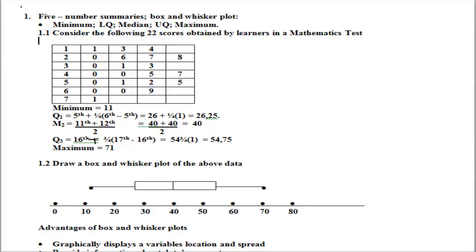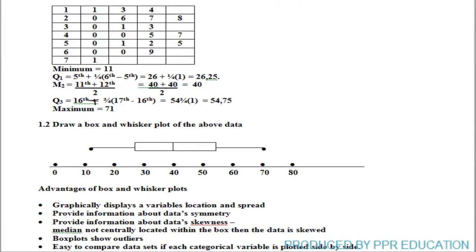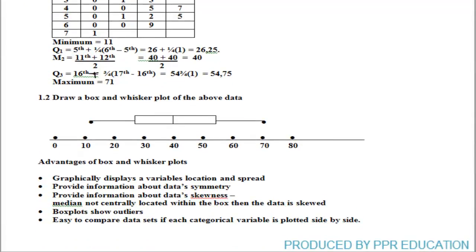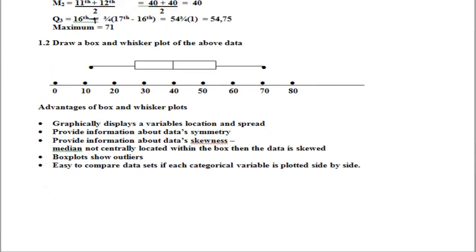Draw a box and whisker plot of the above data. So what you've got now is your median there, then you plot your lower quartile, you plot your upper quartile, and then you create the box. And then this is your lowest score, which is 11, and your highest score, which is 71, and you make them the whiskers. So that is the box and whisker plot, and you've got the advantages of doing that.